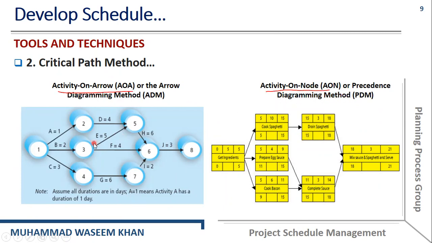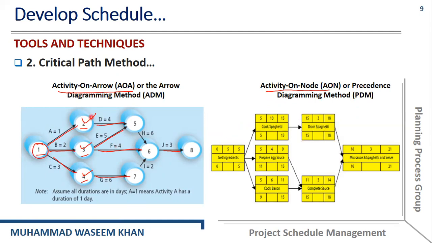So you can see here in activity on arrow, arrows represent activities. This arrow represents activity A, this one activity B, this arrow represents activity C, this activity D, this arrow represents activity E, and so on. And in front of each activity, we have the duration of that activity. For example, for activity A, duration is 1. Activity B, duration is 2. Activity C, the duration is 3. And the same is the case in all the arrows.